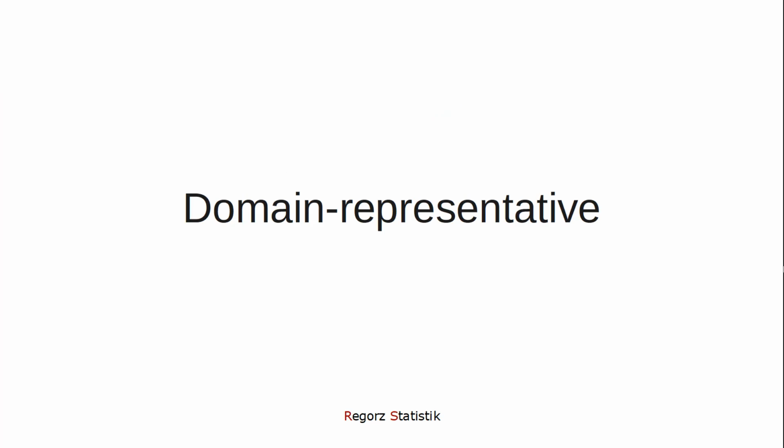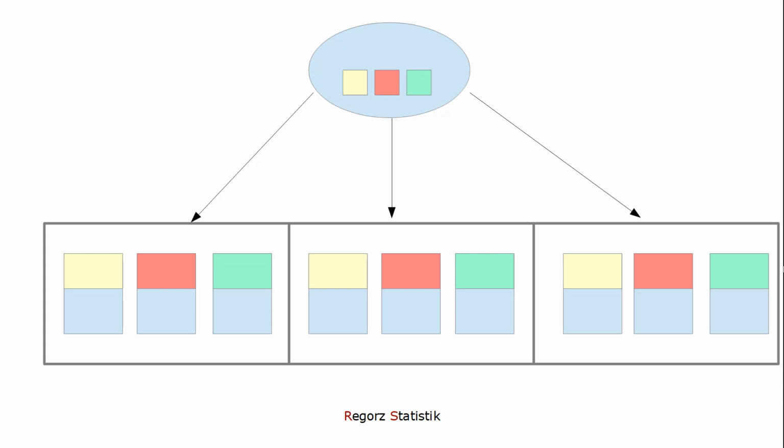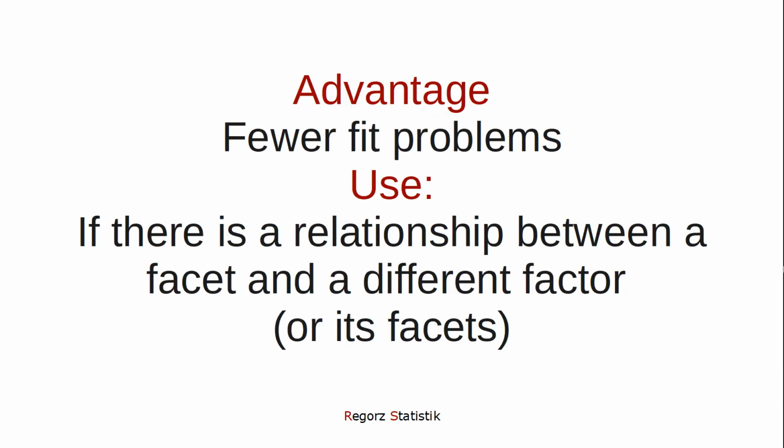The second possibility, domain representative parceling. With this parceling scheme, we want parcels that represent the scale in its totality. So here we try to put items of all subfactors into each parcel. Advantage? In practice, that's a much easier approach because you get fewer fit problems, especially fewer cross-loadings.